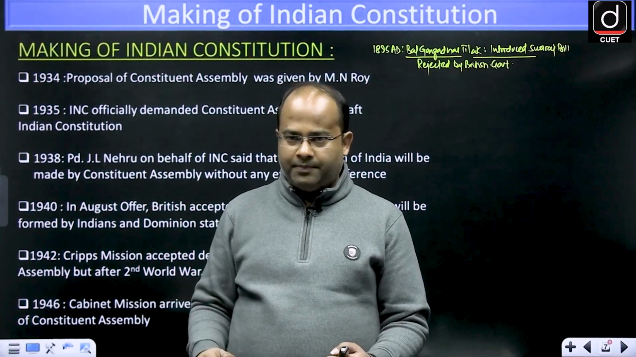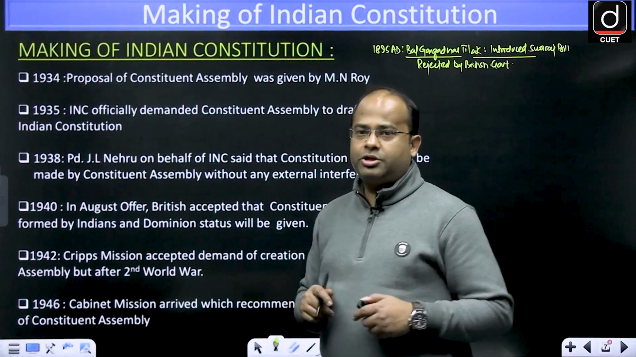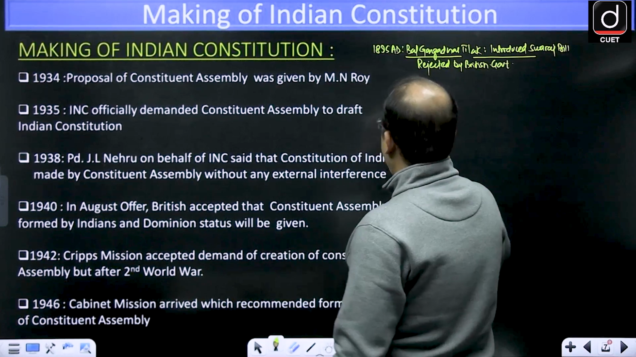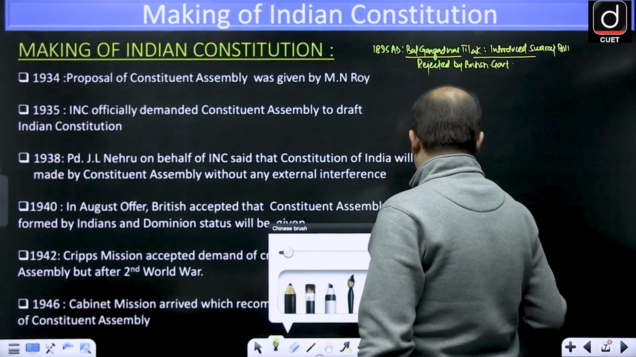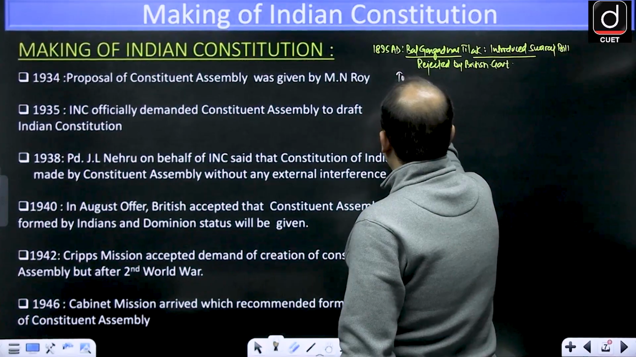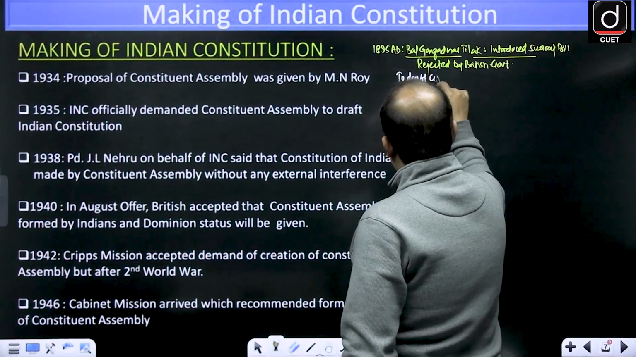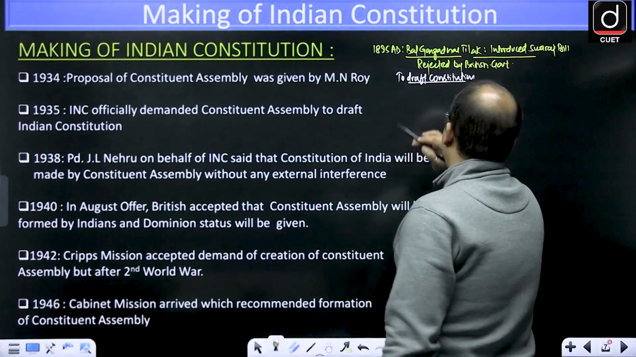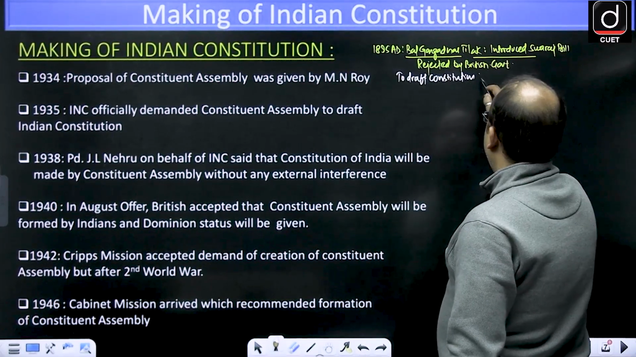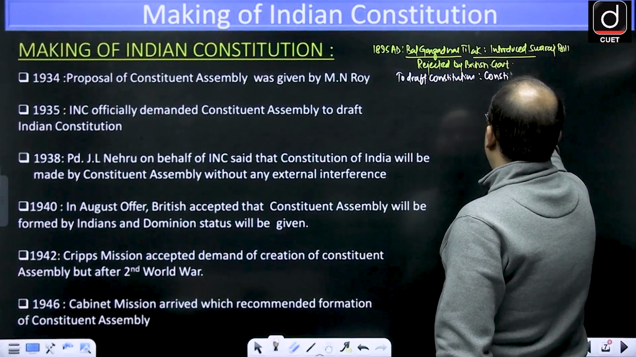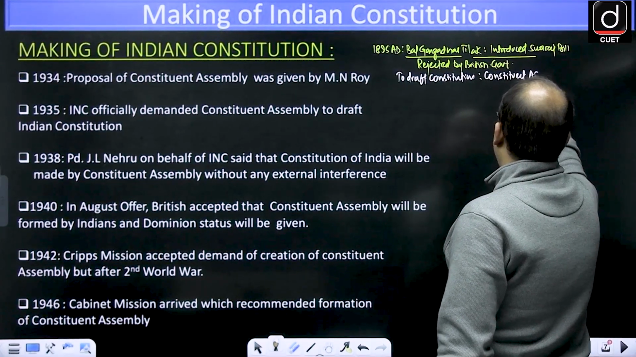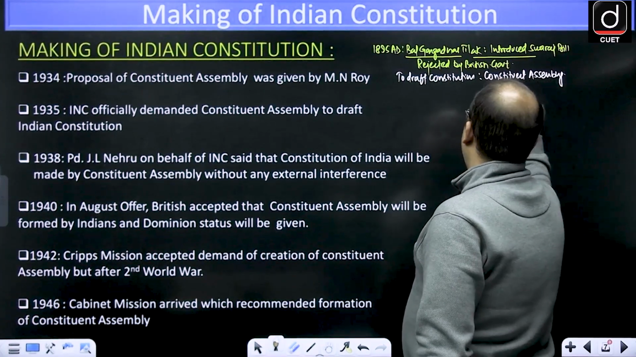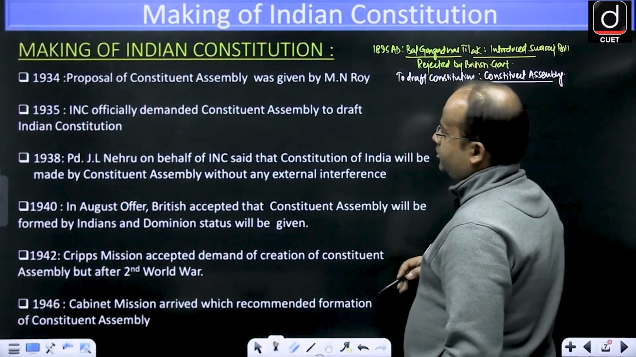Now guys, to draft a constitution, first of all, what do you need? To draft a constitution, first of all, you need a constituent assembly. To draft the constitution, you need a constituent assembly.